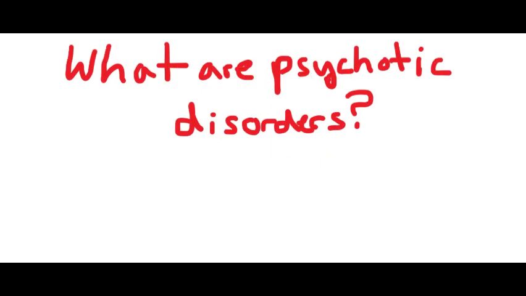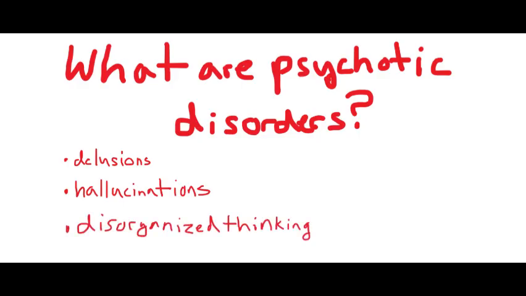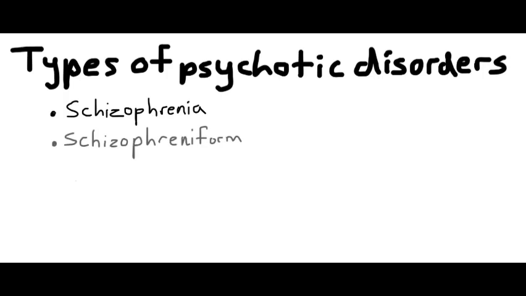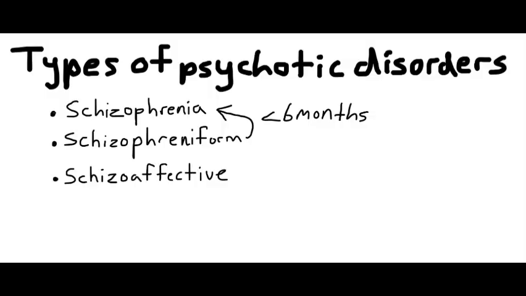What are psychotic disorders? These disorders are characterized by symptoms such as delusions or false beliefs, hallucinations, or believing that you see something that's not really there, disorganized thinking, facial expressions that look quite flat, and more. There are several different types, and the most commonly known one is schizophrenia. Some other examples are schizophreniform disorder, which is when someone has schizophrenic symptoms for less than 6 months, and schizoaffective, which is schizophrenia plus a mood disorder, such as bipolar.